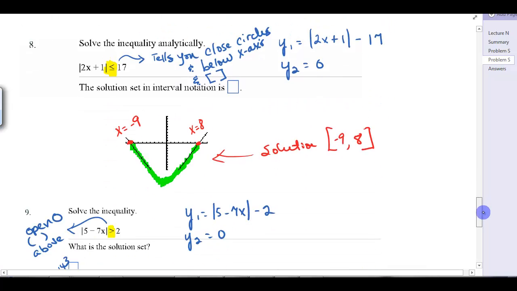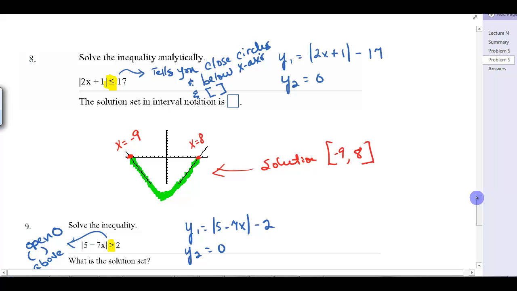All right, let's look at some inequalities. Remember this is what we look for. We're going to have closed circles below the x-axis, which means we're going to use brackets. So you put this in y1, this in y2, and you just get probably these lines here. I filled it in. You don't care about down here, so that's okay.